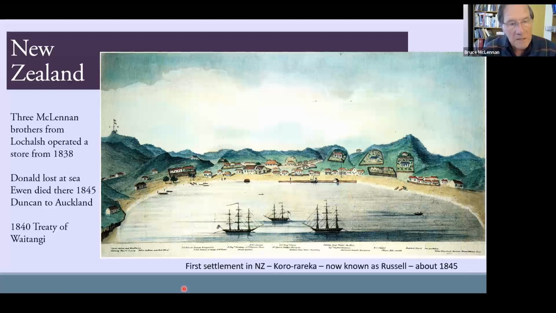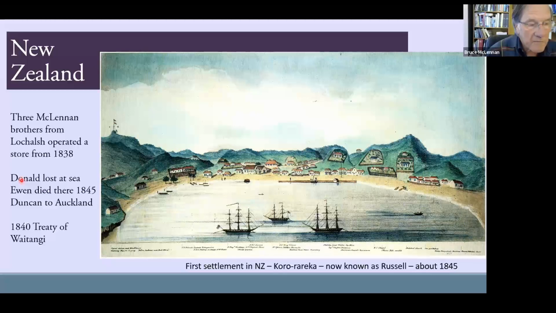And here you had settling 3 brothers who came from Lochhouse Parish. They got there in 1838 to this part. This is a picture, a painting in 1845. So they've been there for a really long time at this point. But you see, it's still a tiny place. And this is the only place where there's settlement in New Zealand at this time.